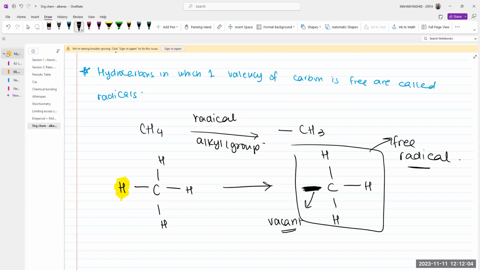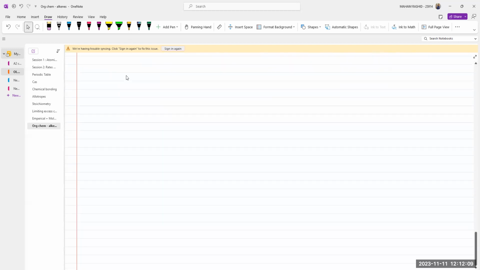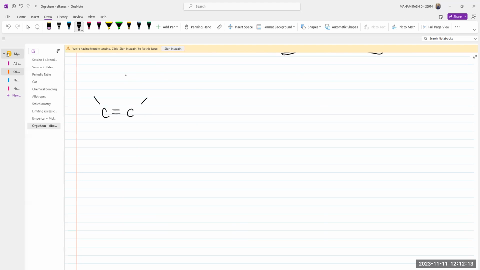Now that we're done with radicals, alkenes have a C double bond C, right? These are alkenes, and an example for alkenes will be this. This is butene. How do we name alkenes? ENE. How do we name alkanes? ANE, right?